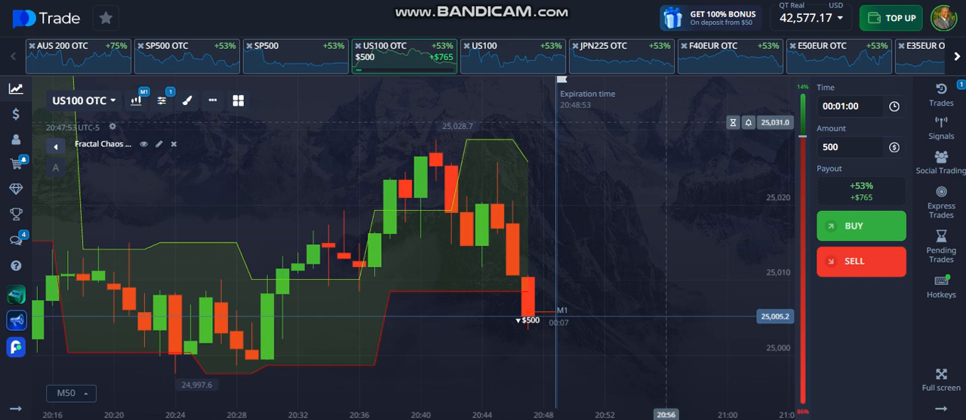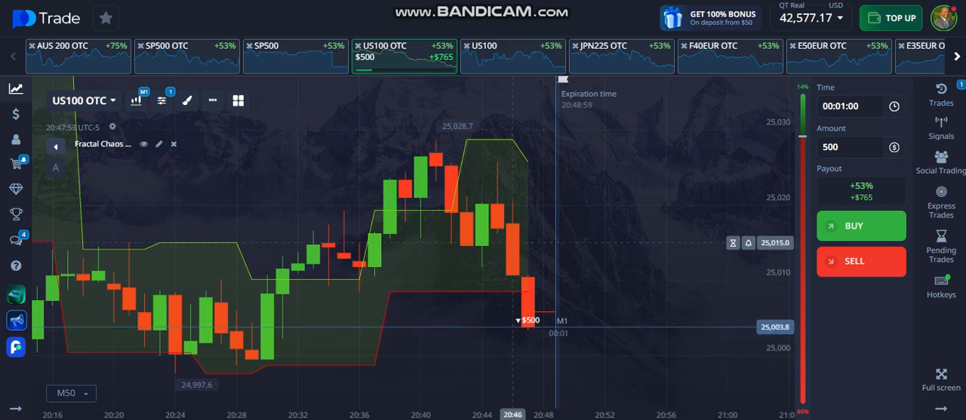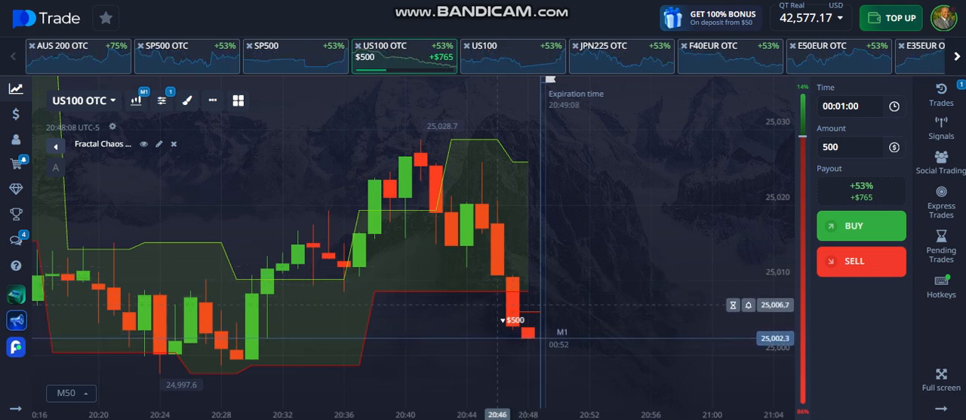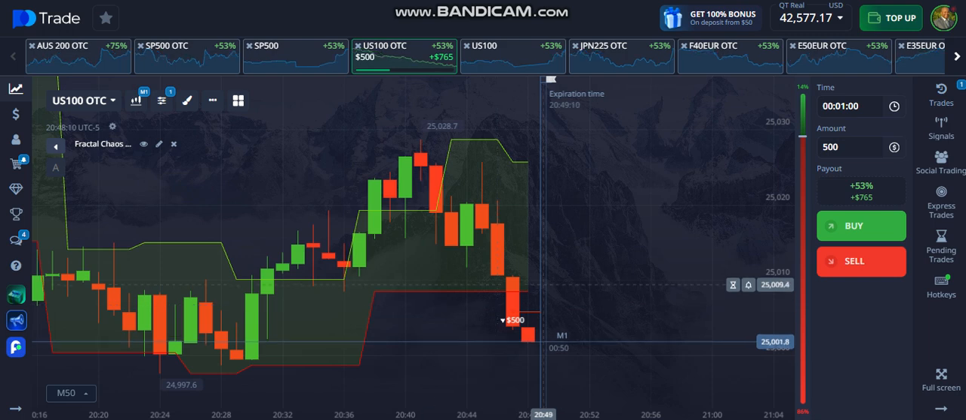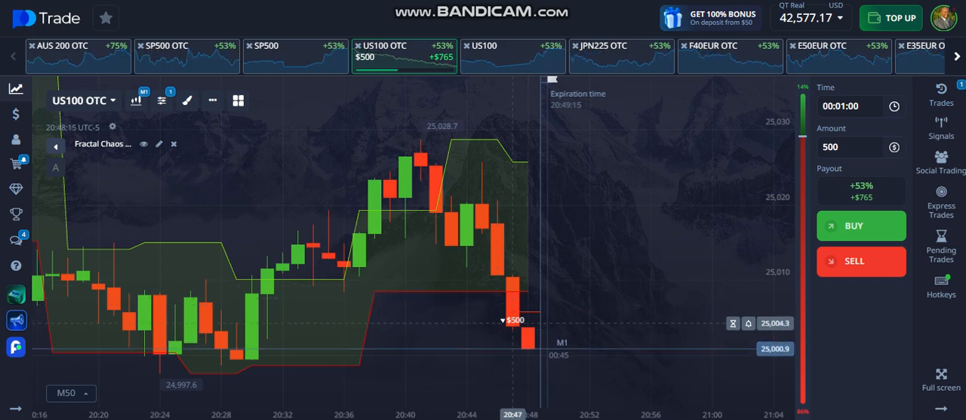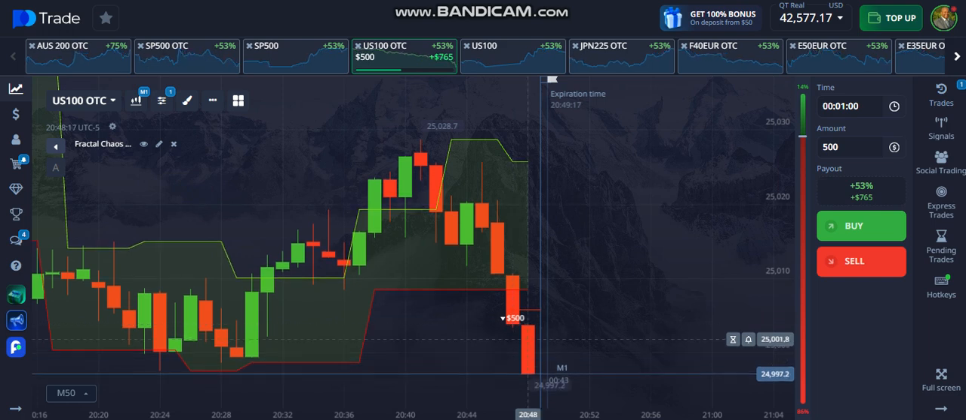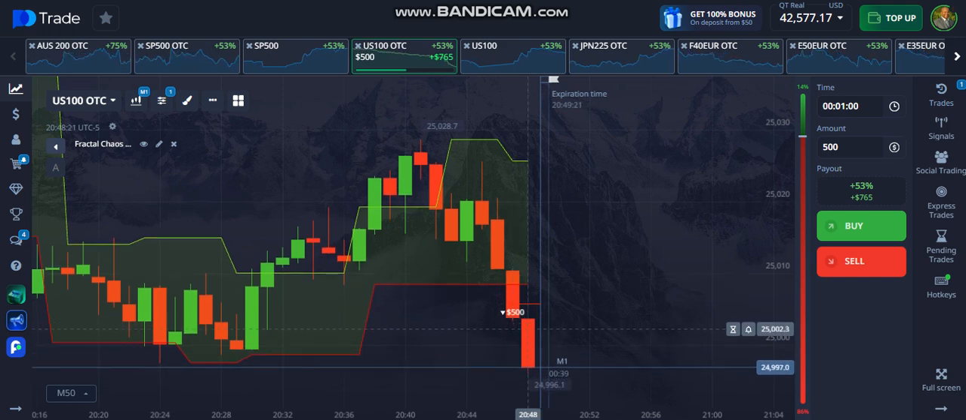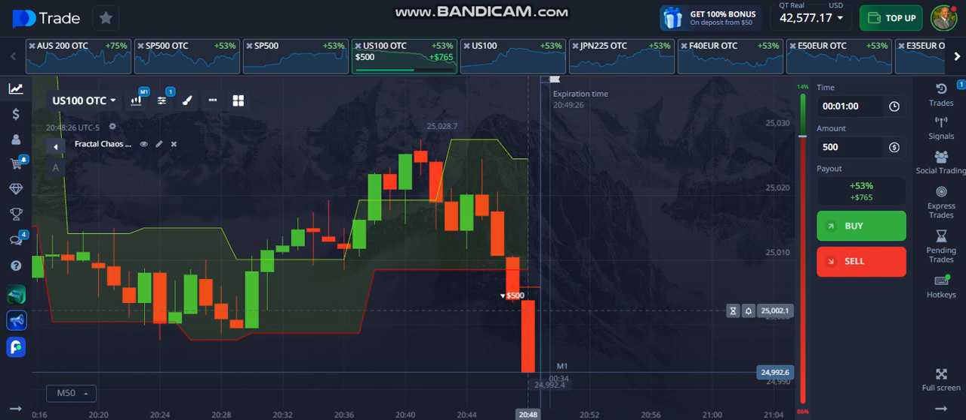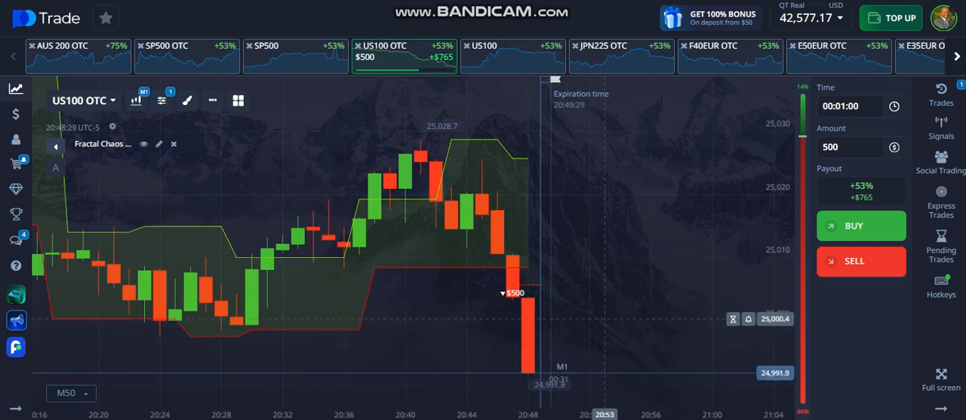Okay, so I'm on the US 100 stock index here, and I just took a sell trade. The reason I took the trade is I waited for the candle to go outside the lower boundary of the fractal chaos band here. And I was anticipating that the candle would close outside, and it actually did, because the next candle closed, and it's suggesting this downward bearish trend here.